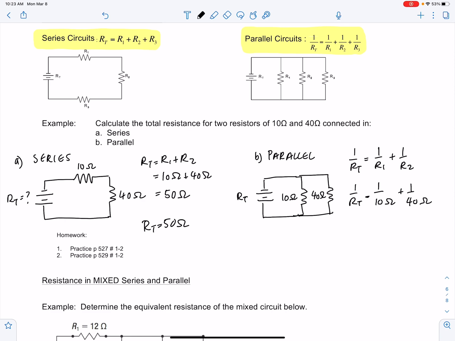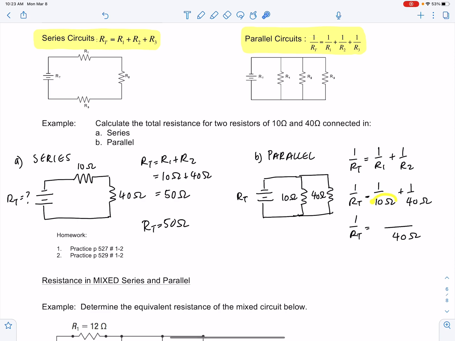To simplify this, we have to add 1 over 10 plus 1 over 40. In order to do so, we need to make them both have the same denominator, find a common denominator. The lowest common denominator between 10 and 40 is 40. So we have 1 over RT, and our common denominator is 40 ohms.